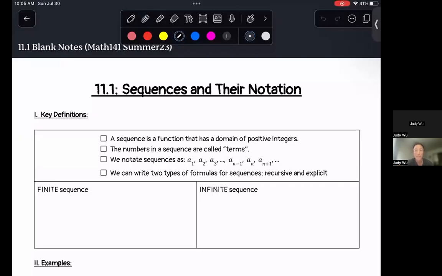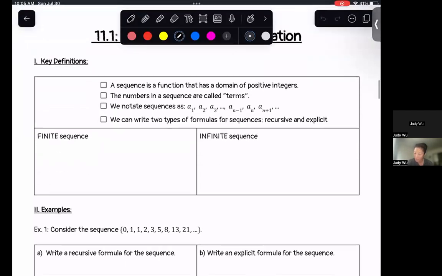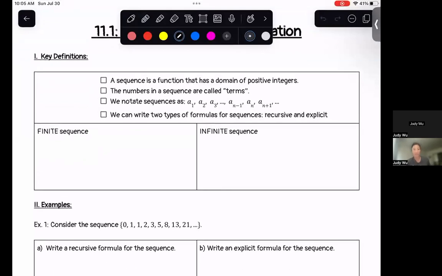Hi folks, welcome to 11.1, and in this video we're going to talk about sequences and their notations. So we're going to go ahead and get started with some key definitions.